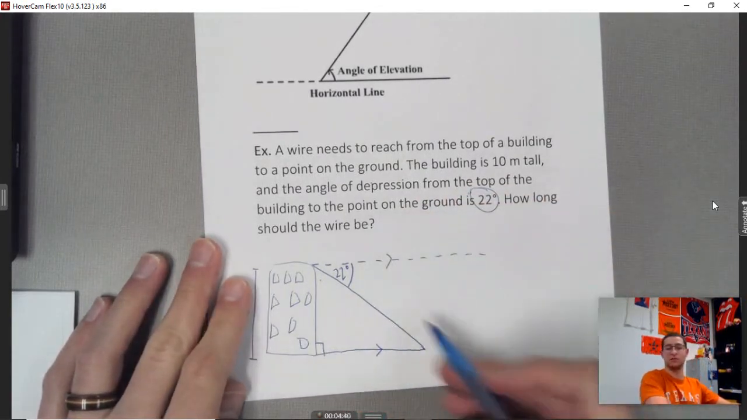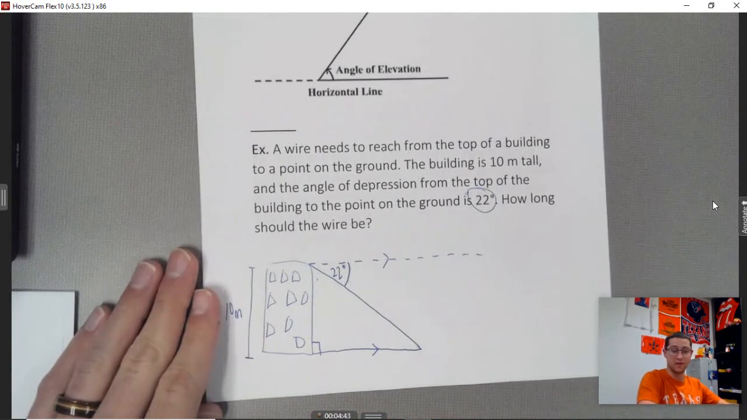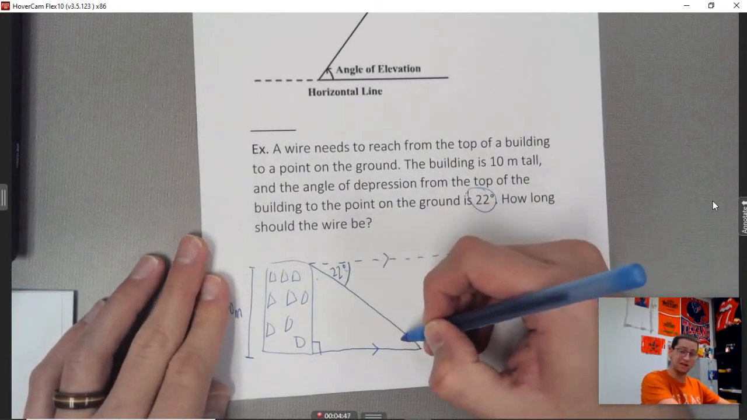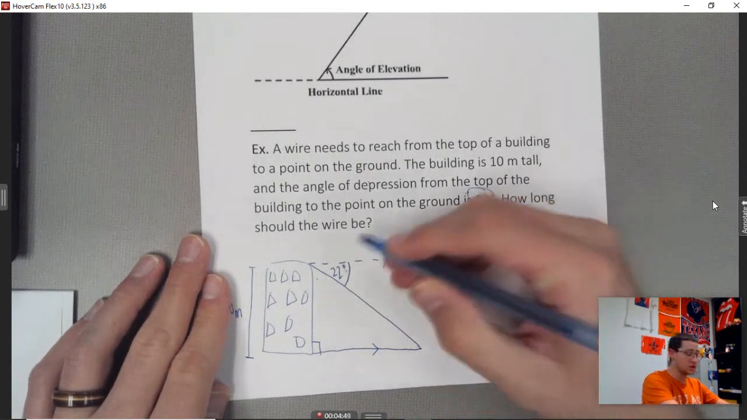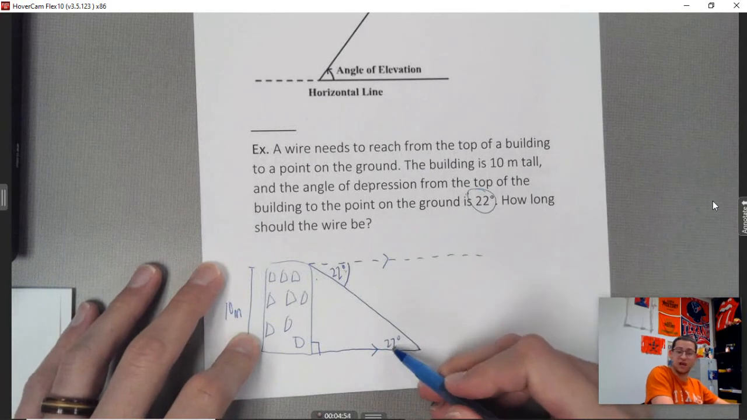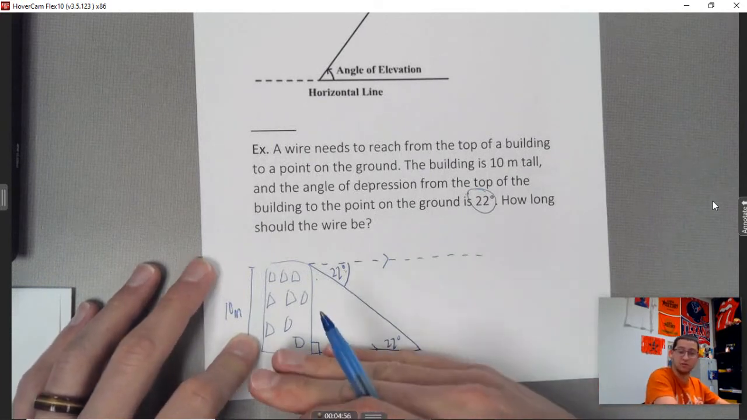This is the line with the ground. This is the horizontal line of sight. If that angle is 22 degrees, that angle is actually going to be 22 degrees. Okay? And let me just go ahead and say this: that's actually your angle of elevation, right? Because it's from the horizontal up.